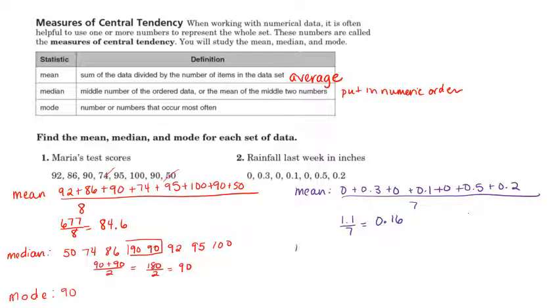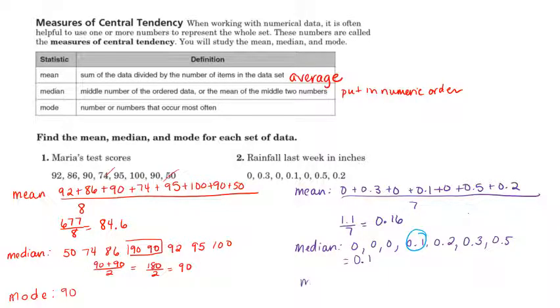Again, for median, we need to put the numbers in numeric order. So let's say I have 0, 0, 0, and then 0.1, 0.2, 0.3, 0.5. Now if we look at what's in the middle, there's 3 on this side, 3 on that side. This guy's smack dab in the middle of this. So my median is 0.1.